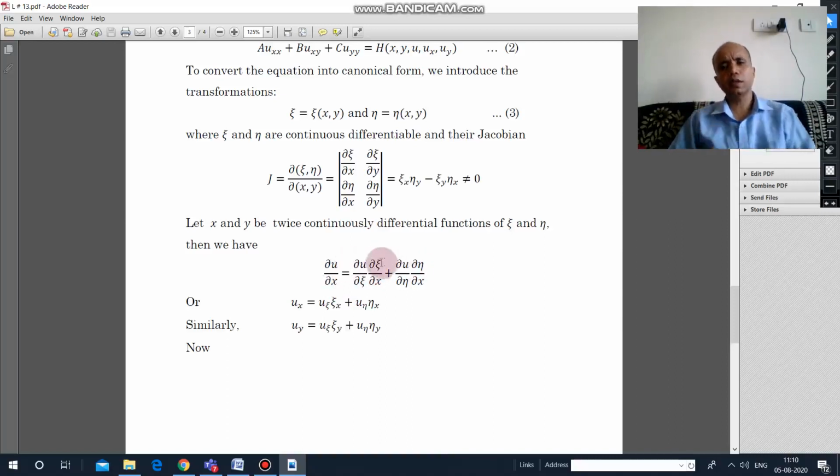the two variables. One is xi, another is eta. So first you will differentiate u with respect to xi, then xi with respect to x. The second time you will differentiate u with respect to eta, then eta with respect to x. Clear? So this is the first order derivative.